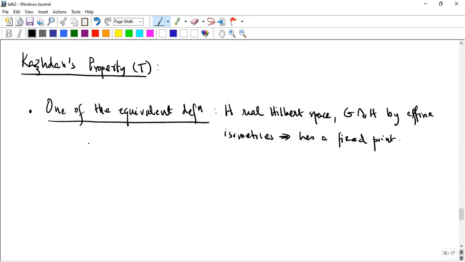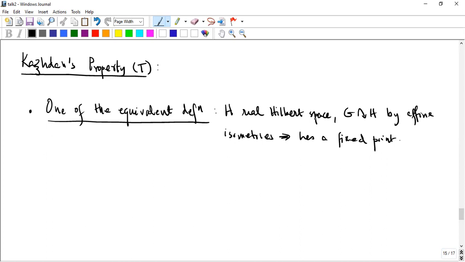Hasdan's property T, which, I mean, you can write books about this property. I don't know much, but one of the definitions I find sort of easy to understand is: if H is a real Hilbert space and G is a group which acts on H, so G need not be a discrete group here, G is a group which acts on H by affine isometries, then it has a fixed point.